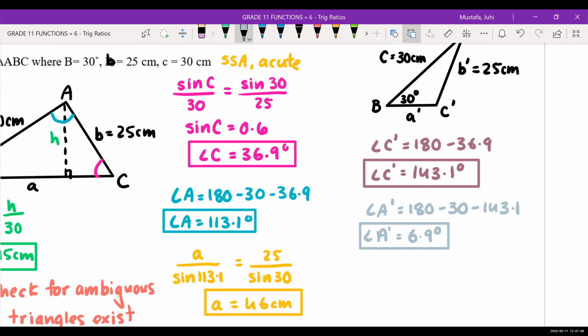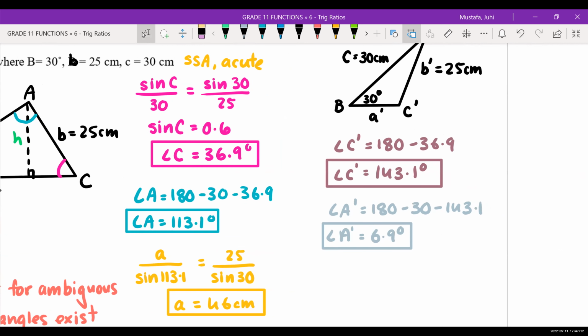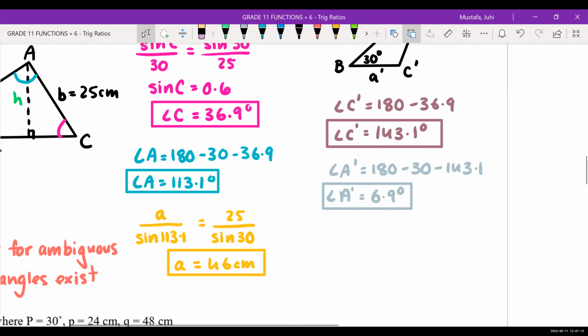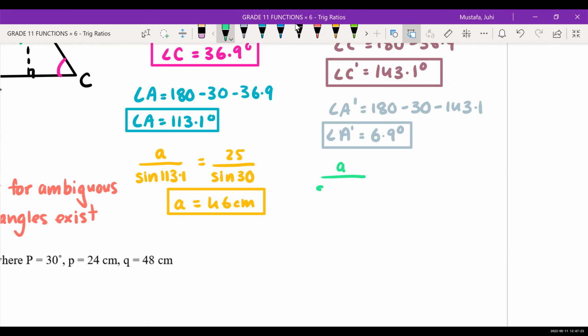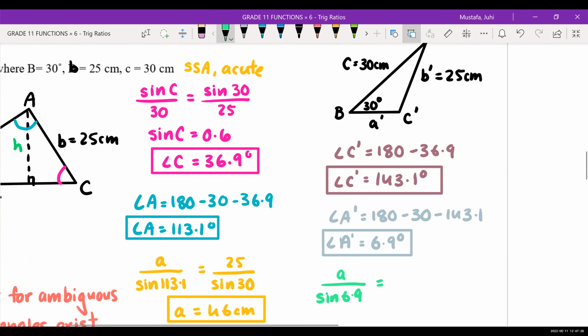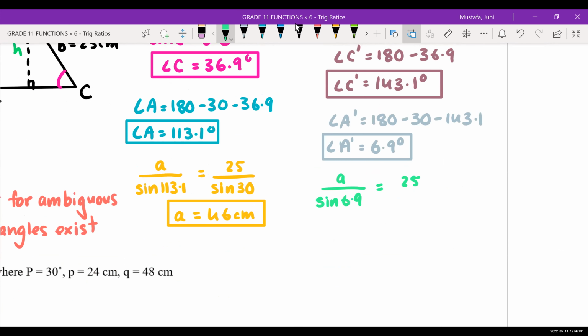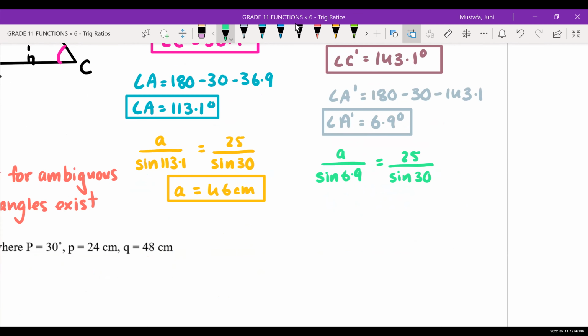And then finally, we're ready to find side length A prime. And for that, we're going to have to just use our sine law again. So let's go ahead and do that. It's going to be side length A over sine of 6.9 is equal to, and I'm just going to use my B's, side length B, which is 25, over sine of angle B, which is 30 degrees. So we're just going to go sine 6.9 times 25 divided by sine 30, and I get 6.006. So rounded to one decimal place is just 6.0.